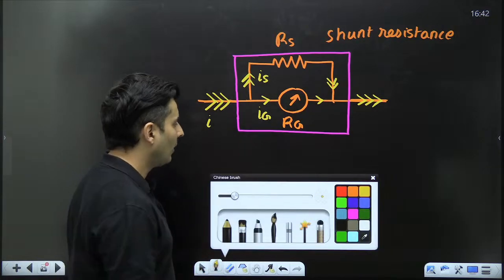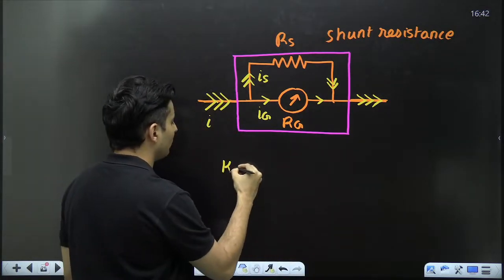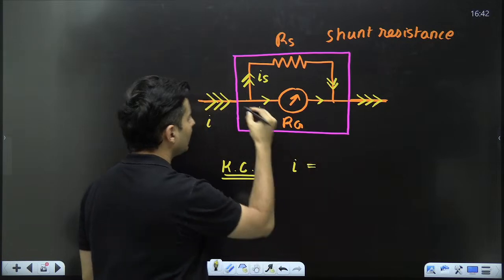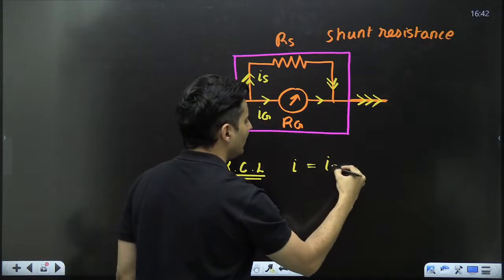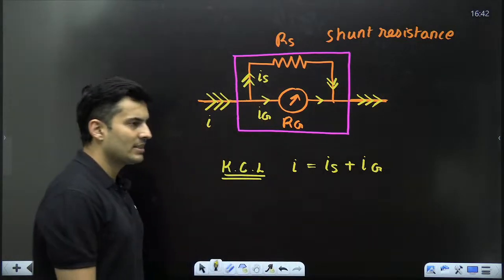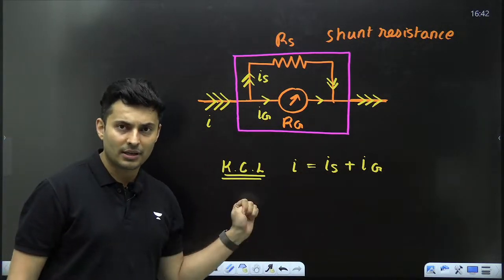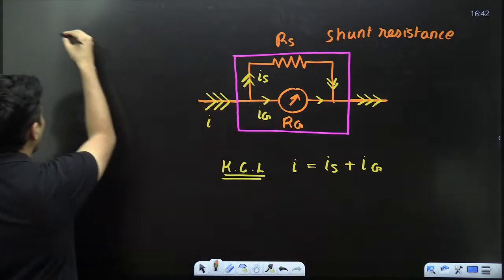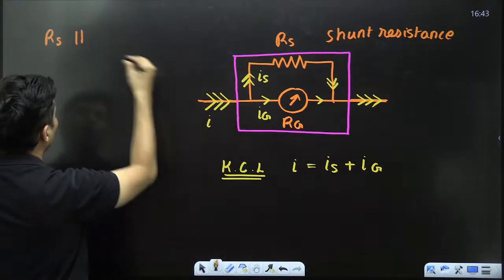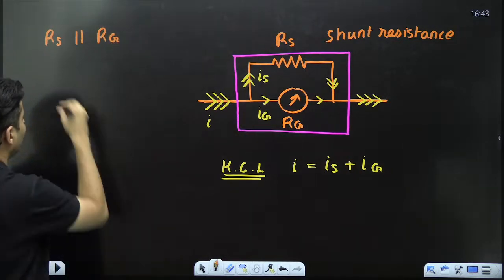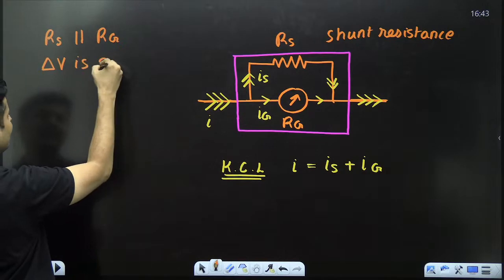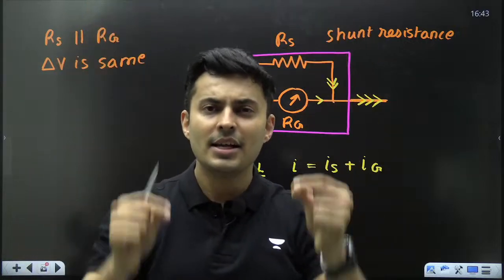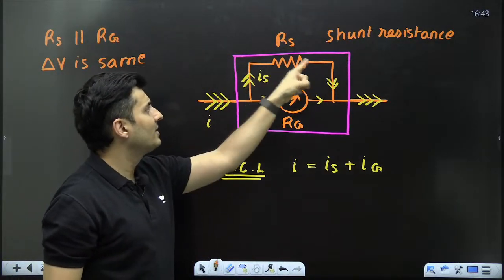Now we can see what equations we can write. By using Kirchhoff's current law, the current entering this particular node is the current leaving it. So it is Is plus Ig. This is one equation. If needed, you can use it. There is one more equation, equation 2, which you can use, and remember, Rs is parallel to Rg. When such things happen, the voltage difference is the same. Resistors in parallel, what is the same? The potential difference.